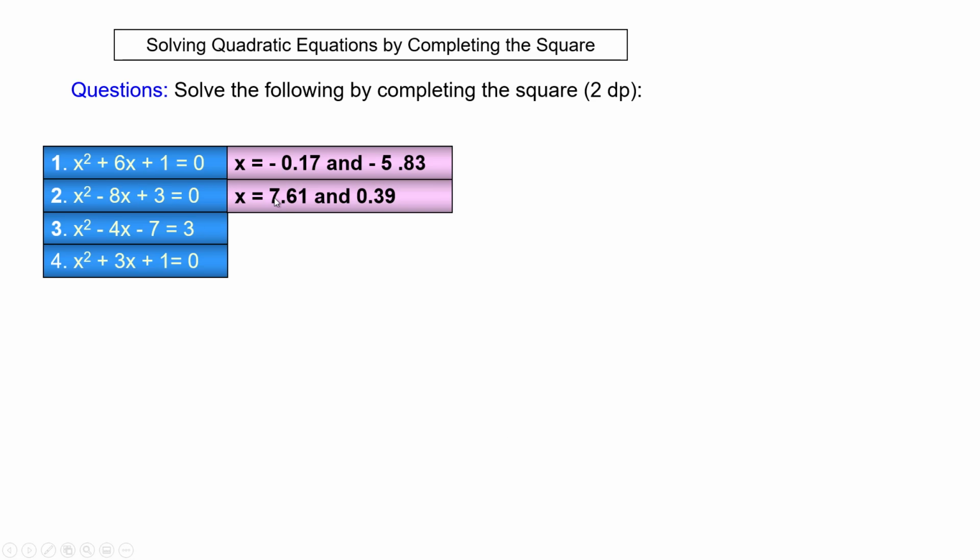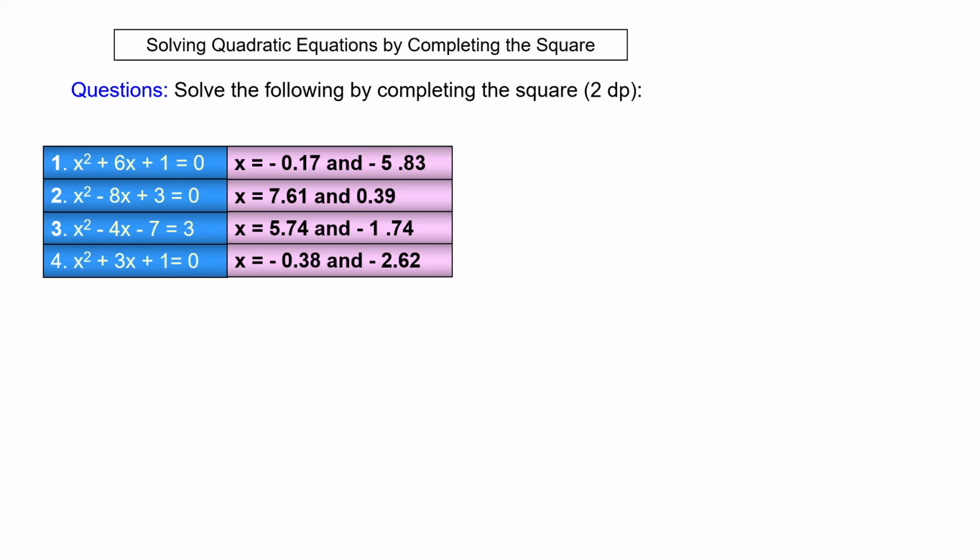On 2, you should have 7.61 and 0.39, both positive. Interesting. On 3, you should have 5.74 and minus 1.74. It could be either way around. And then finally on number 4, you should have minus 0.38 and minus 2.62. So hit pause, rate your effort, and then write classwork, and I've got a few questions for you.